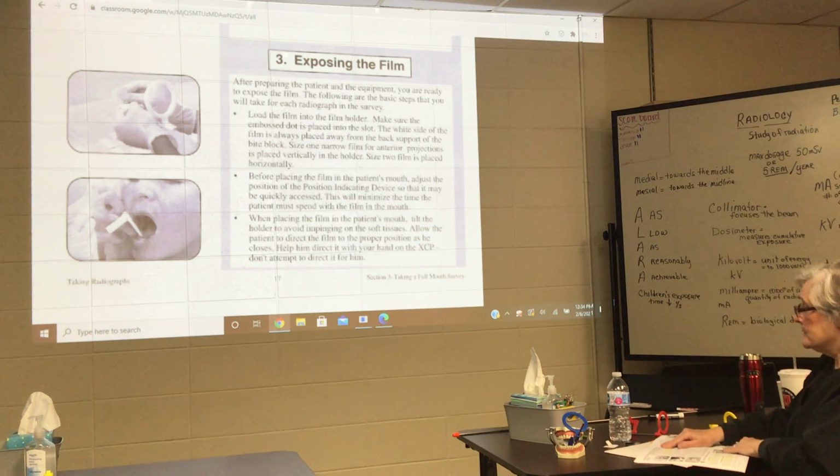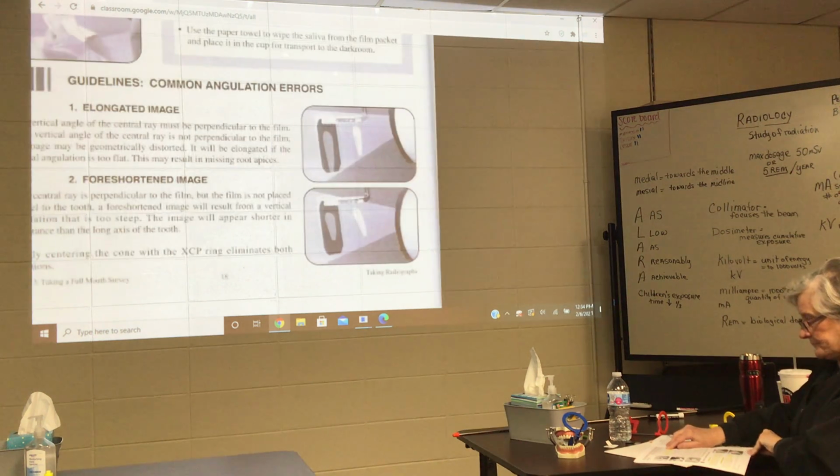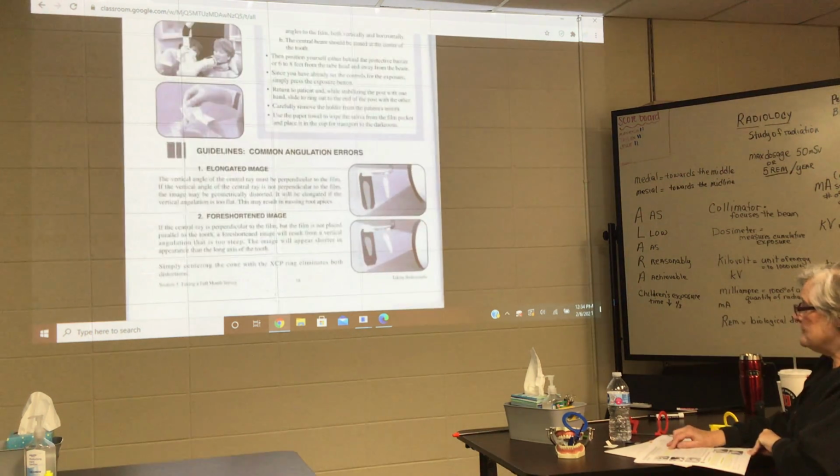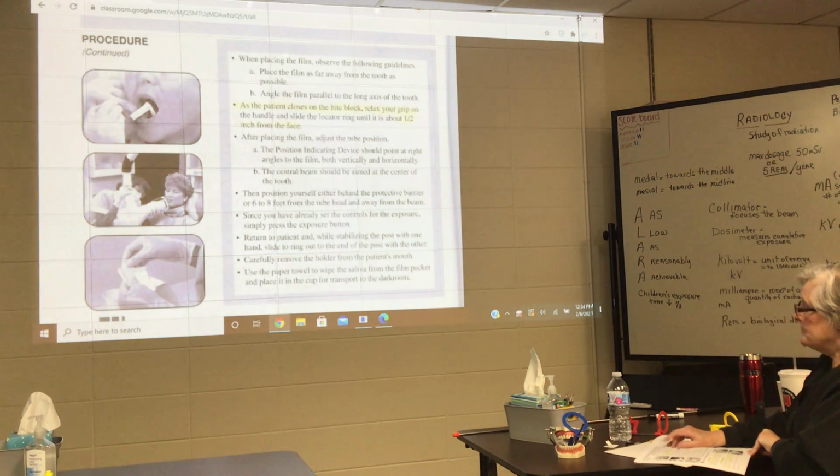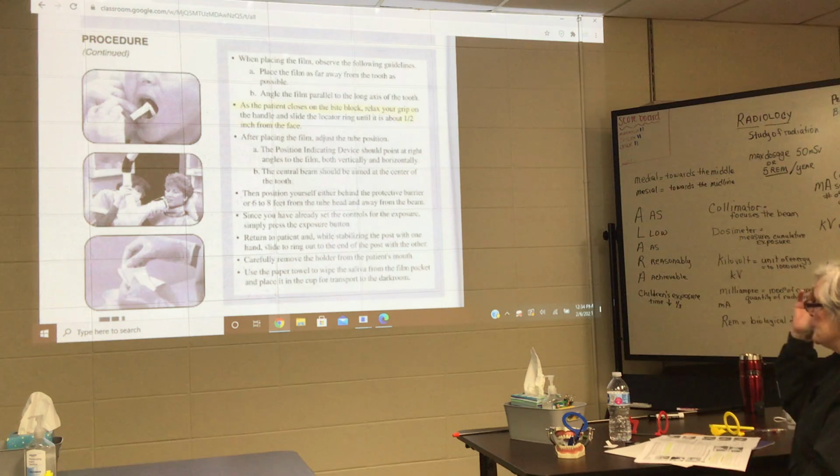Okay, we're on the next page. You want to make sure, is it this one? Yes. Cool. You want to place the film as far away from the tooth as possible.